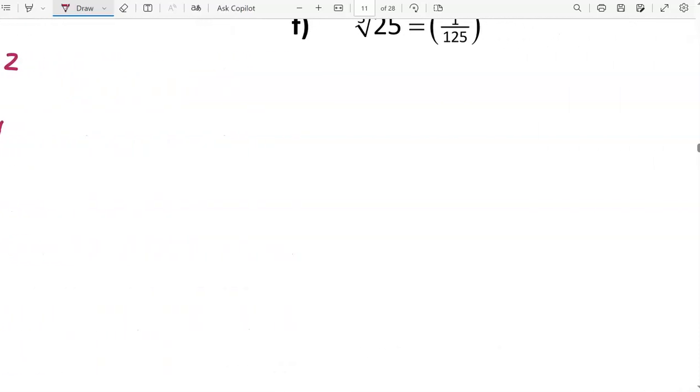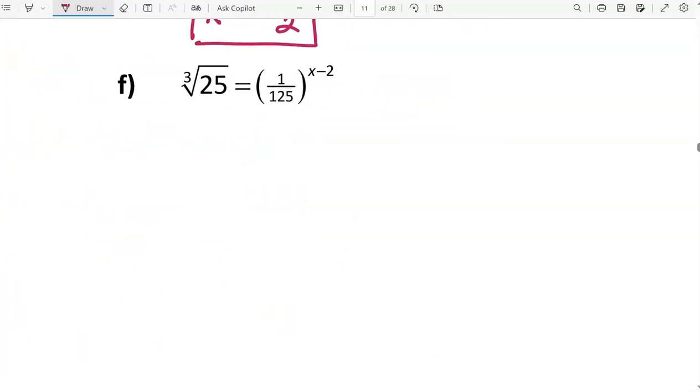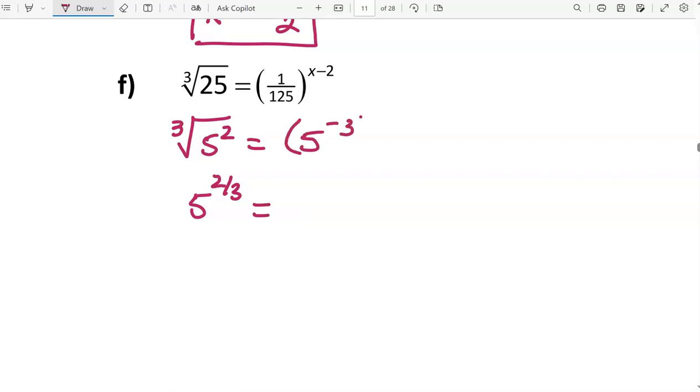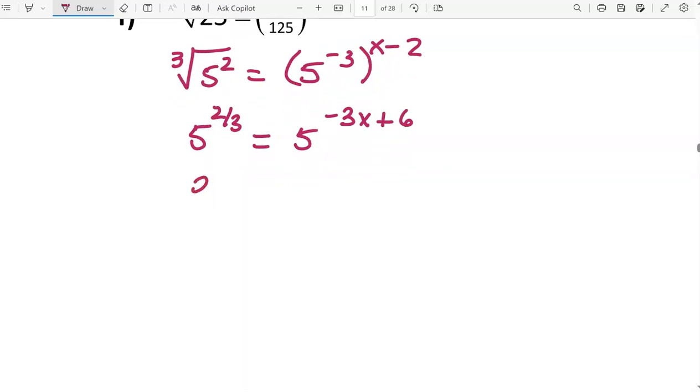All right, let's try another. The cube root of 25, so that would be the cube root of 5 squared, and that winds up being, as an exponential expression, 5 raised to the 2/3 power. And on the right side, we have 5 raised to the -3 raised to the x minus 2 power. Multiply the exponents to simplify that power to a power, and equate the exponents now that we have both sides as a power of 5.